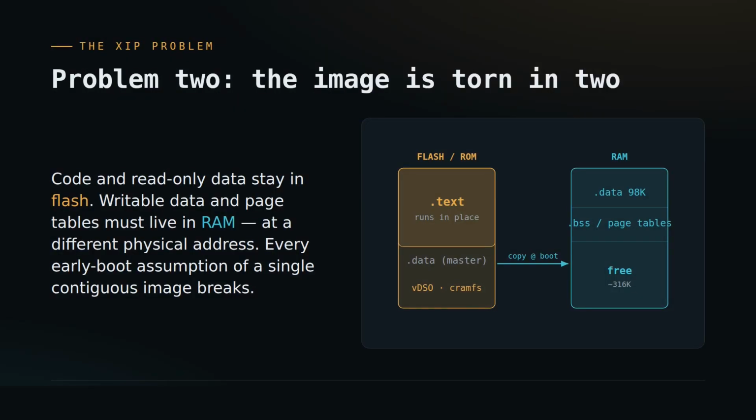The second problem is that the kernel image is now torn in two. Its code and read-only data sit in flash at one physical address. Its writable data and page tables must sit in RAM at a completely different address. Almost every piece of early boot code assumes a single contiguous image. Every one of those assumptions has to be unwound.